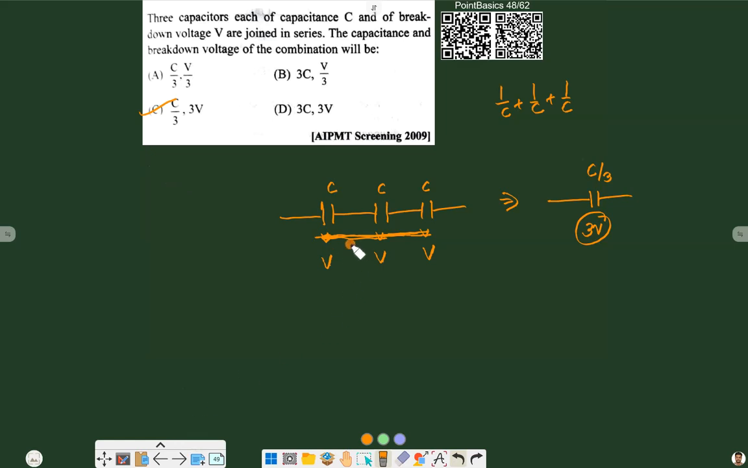And suppose the same system was in a parallel combination, in that scenario, suppose this first capacitor, second capacitor, and third capacitor, each of capacitance C and breakdown voltage V, in that scenario, the final capacitance will be 3C and breakdown voltage will remain the same as V. Moving to next question.